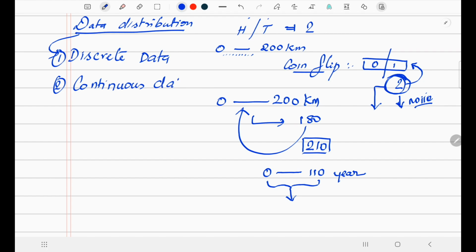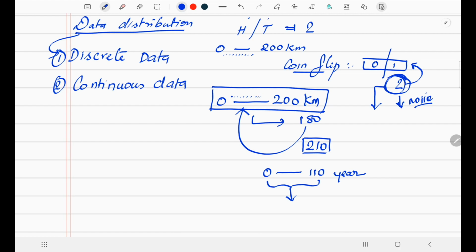Continuous data. Now, what is continuous data? For example, I can say continuous data is data that can take any value within a given range. For example, the kilometer example, the speed of a car. That means continuous data is data that can take any value within a given range from 0 to 200. I can say there are thousands of values available.